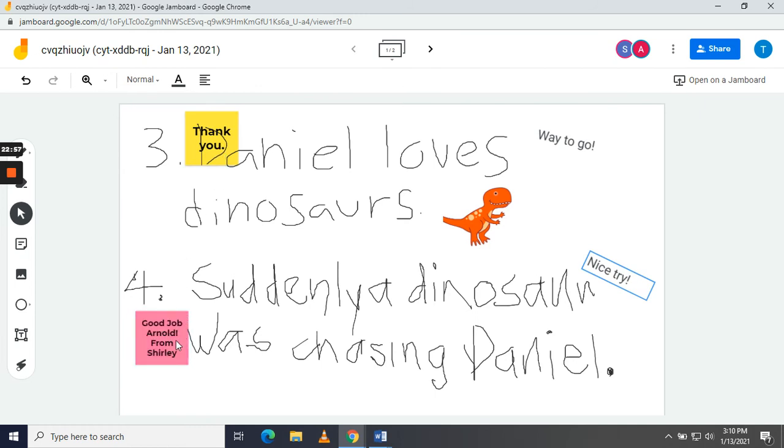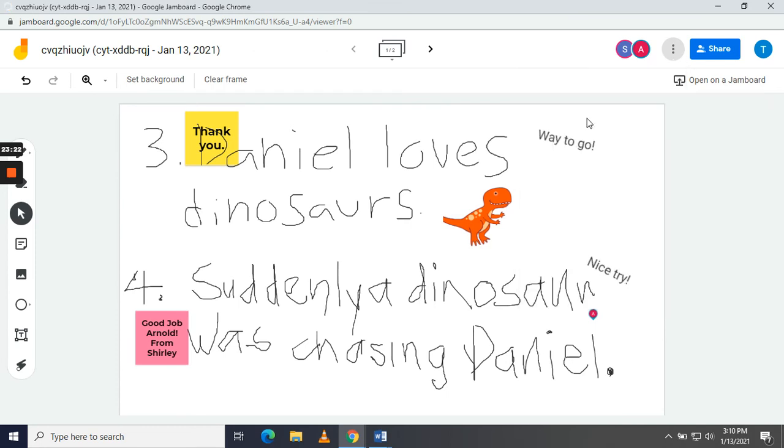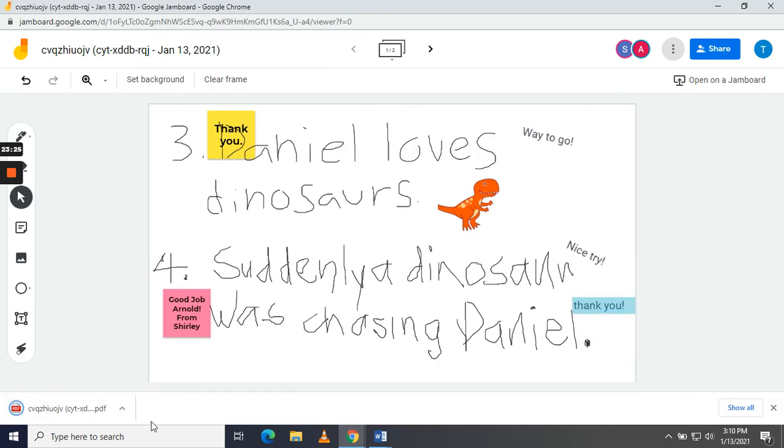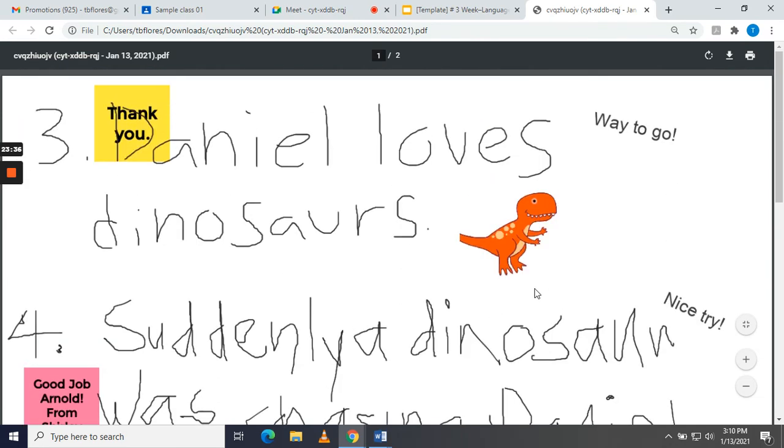If you notice here, we have a note, good job, Arnold, from Shirley, and the interaction is there. So again, what we want to do is, if we want to save this for a student sample, what we do is click up here, and we can go ahead and click on download as a PDF. And once it downloads, we're going to open it up. And if you notice, here it is. Here is the PDF form.